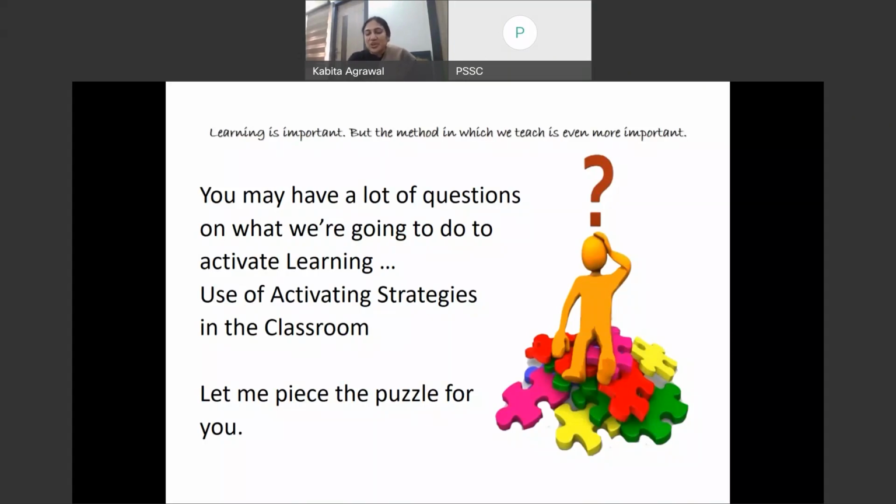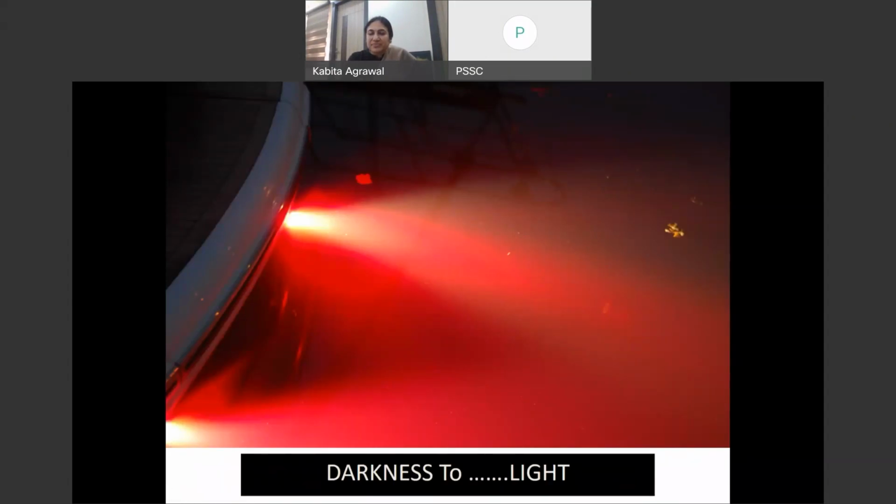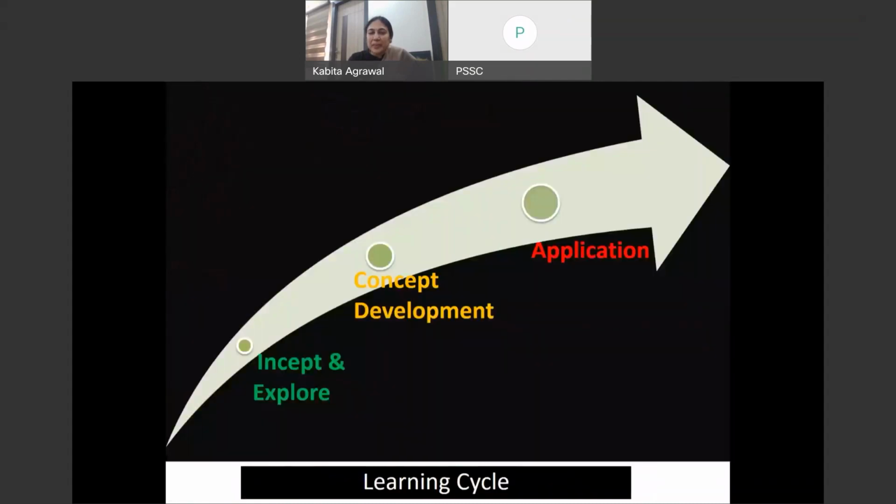Let me help you understand what more can be done, something you can create or adapt to the teaching philosophies already present. We hold our children from darkness to light. The learning cycle, as we all know, starts with the inception, where the child needs to explore. Then there's concept development and application. To move the child from inception towards application, we must allow the child to explore at the first level. If the child gets enough time or opportunities to explore, you will be able to create the interest required towards the lesson or topic.